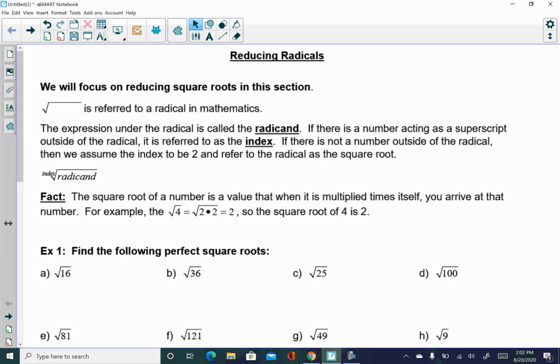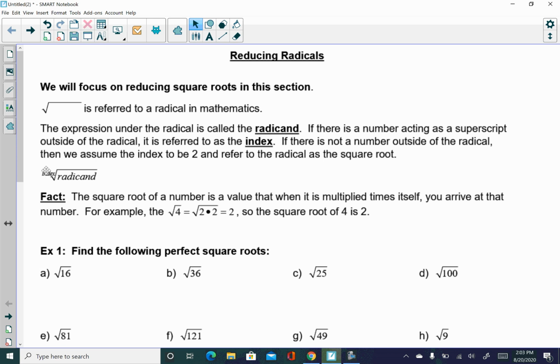Hi there. So in this video, we're going to look at reducing radicals. We'll be focusing primarily on square roots. However, just to give you a little bit of background information here, the symbol that you see here is referred to as a radical in mathematics. The expression under the radical is referred to as the radicand. And if there's a number outside acting as a superscript of that radical, it's referred to as the index.